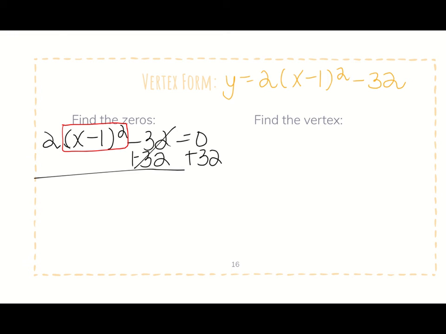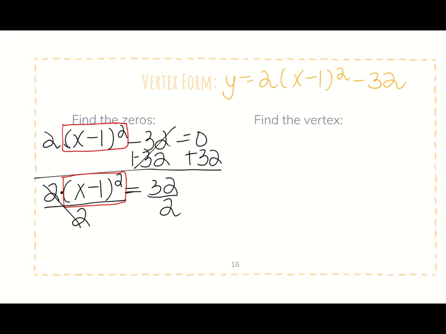And we're left with 2(x minus 1) squared equals 32. Well, this still isn't by itself. We still have this 2, which is being multiplied. And the opposite of multiplication is division. So let's go ahead and divide. And now we finally have (x minus 1) squared isolated.